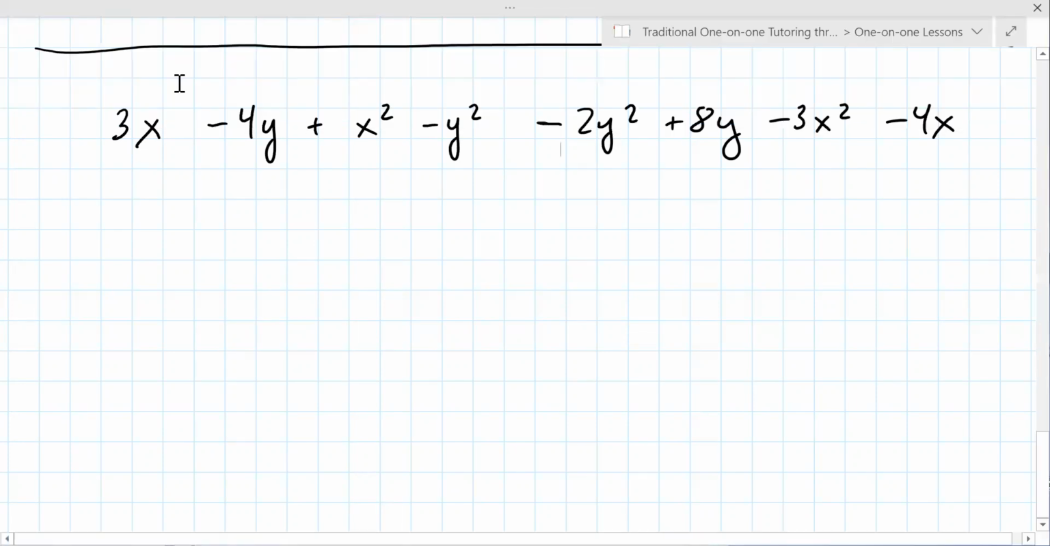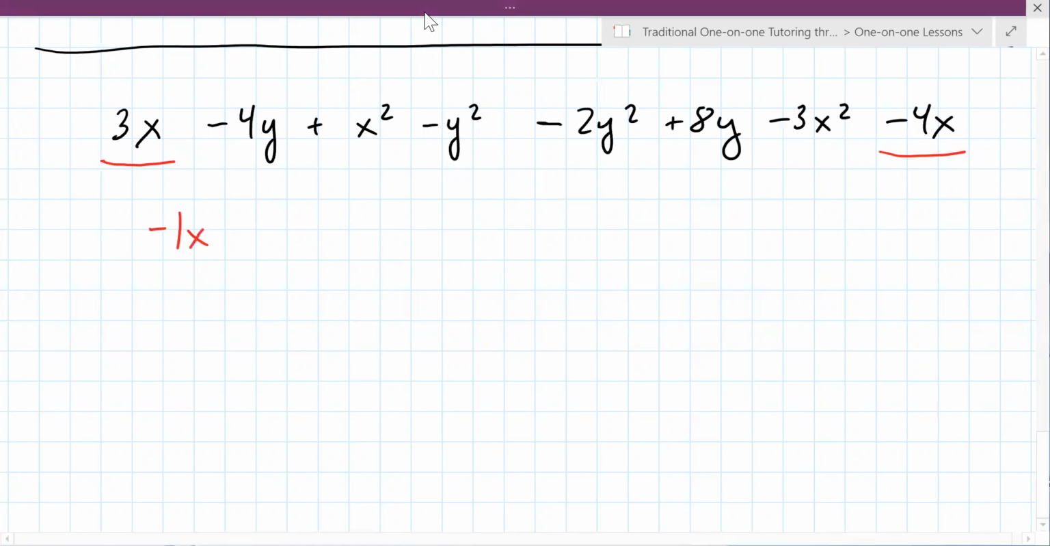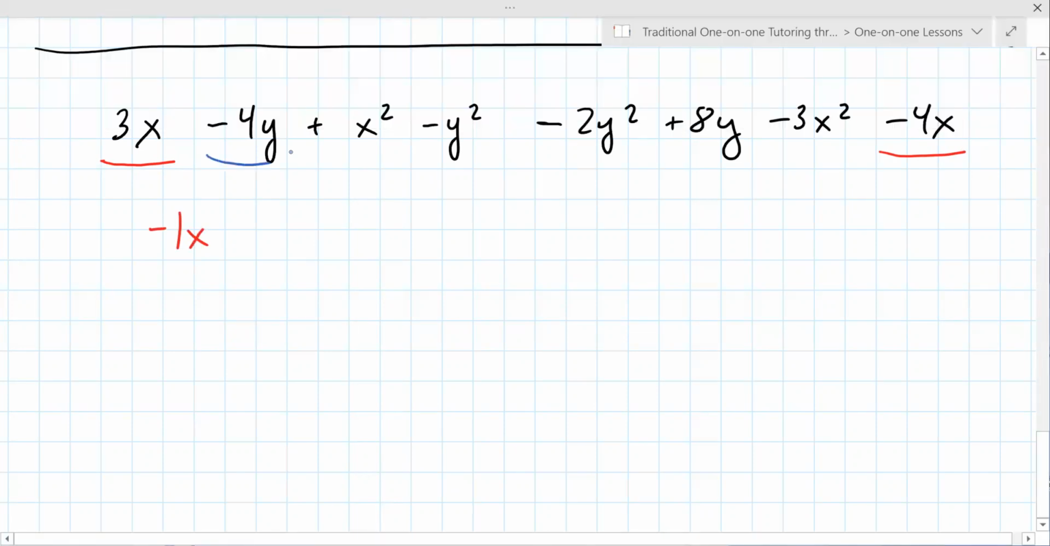All right, so I'm going to do this in colors. Do you see that 3x goes with minus 4x? Yeah. All right. Okay. So that will be, you have to subtract. What is 3x minus 4x? Negative 1x. That's right, negative 1x. Okay. Now we go to the next term, minus 4y, positive 8y. So again, that negative or the subtraction operator or the plus goes with the one to the right.